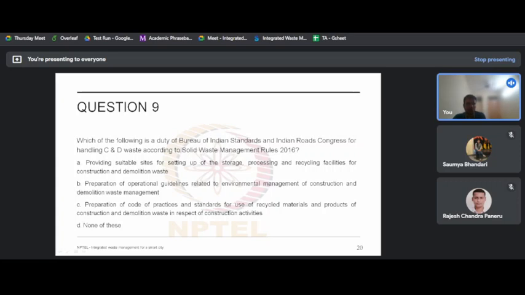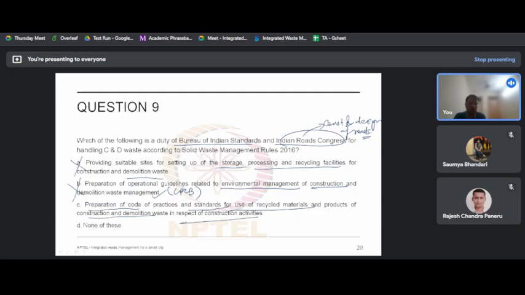We are concerned about the Bureau of Indian Standards and the Indian Road Congress. Indian Road Congress is responsible for supervising the construction and design of roads. Suitable sites for setting up of storage, processing and recycling facility for C&D waste cannot logically be a duty of the Indian Roads Congress. Preparation of operational guidelines relating to environmental management of C&D waste? No, this can be a duty of maybe the PCB or SPCBs. Then preparation of code of practices and standards for the use of recycled materials and products of C&D waste in respect of construction activities of road can be a duty of the IRC, also the Bureau of Indian Standards.